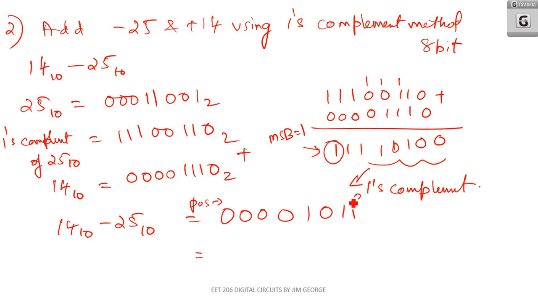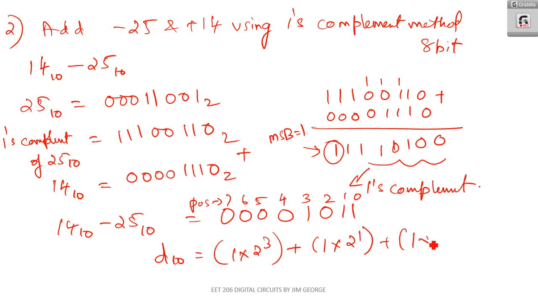That is 0 1 2 3 4 5 6 7. Therefore the final answer in decimal format is d to the base 10. D we don't know. You need to find the value of d. That is 1 into 2 power 3 plus 1 into 2 power 1 plus 1 into 2 power 0. What is it? It is 8 plus 2 plus 1.